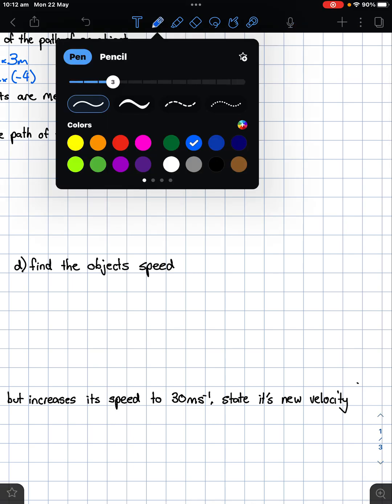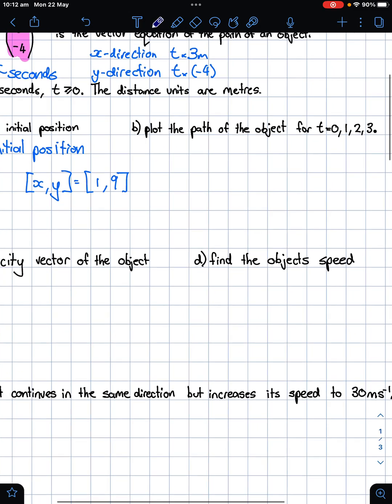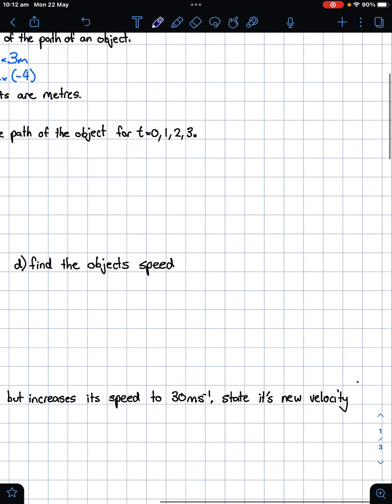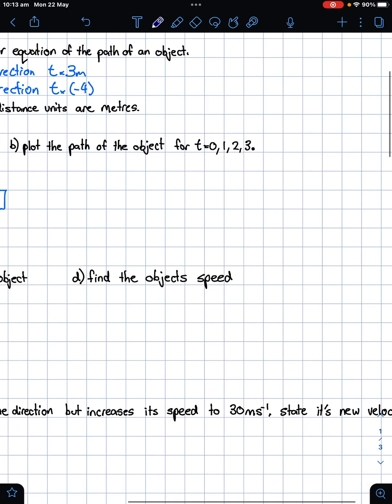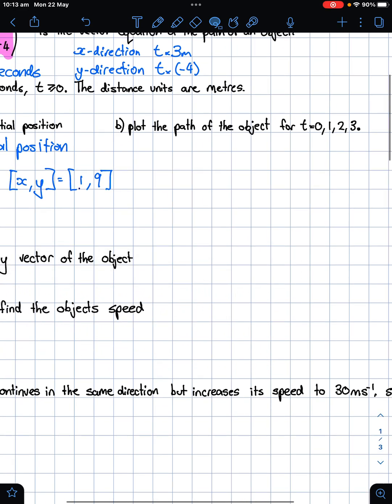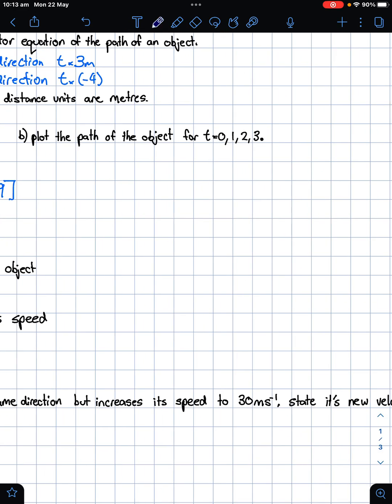Now, it says plot the path of this. Obviously, originally we're at (1, 9), so we can plot this particular point. I'm wondering whether I've got enough squares here. I probably don't. I'm just going to get rid of this for the minute, and we might find room for it in a sec.